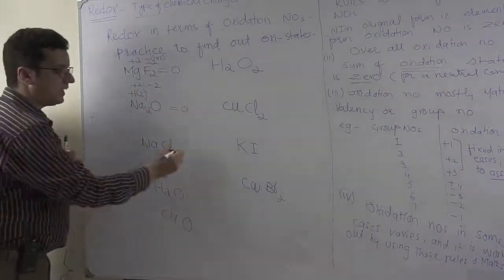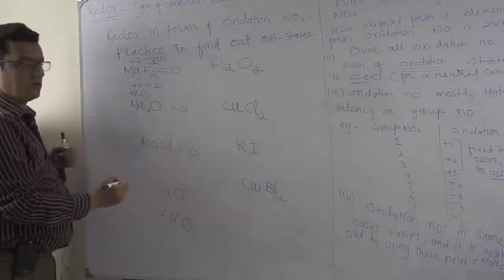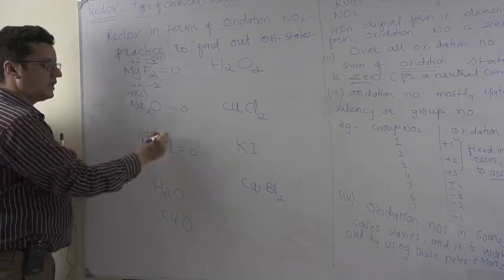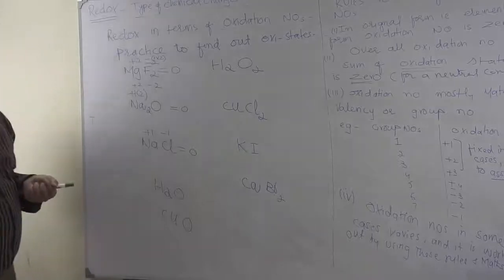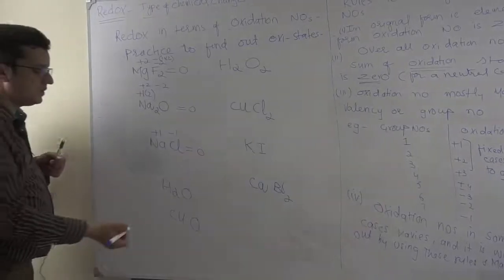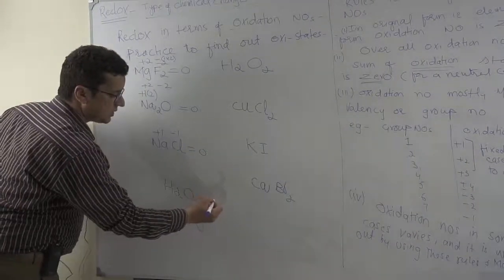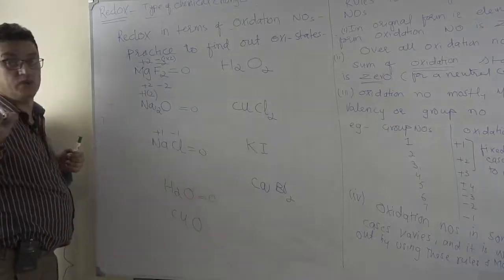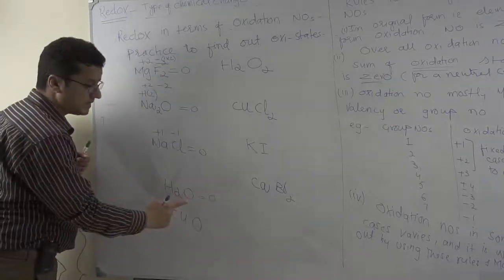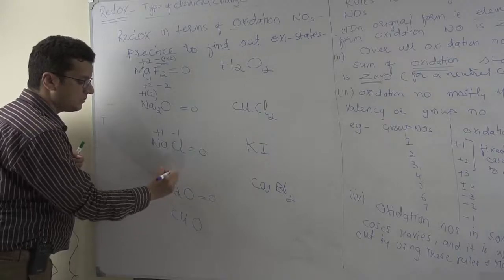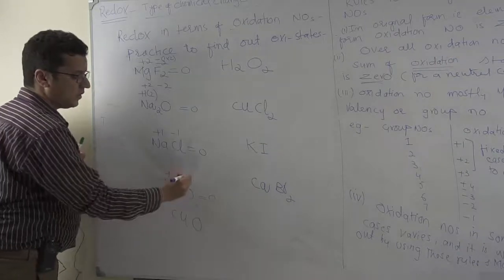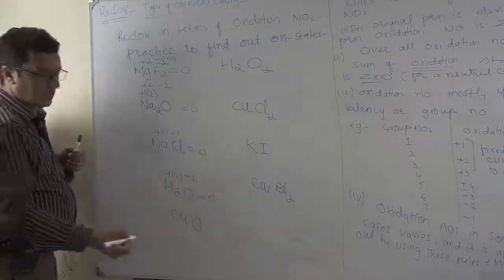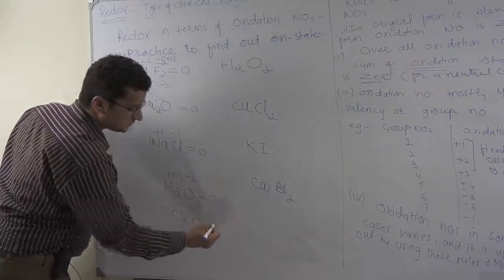Look at sodium chloride. Overall oxidation number is 0. Sodium +1, chlorine -1. H2O, overall oxidation number is 0. But here you need to be careful again not to touch oxygen, because group 1 hydrogen stays. +1 into 2, +2. Oxygen is -2.